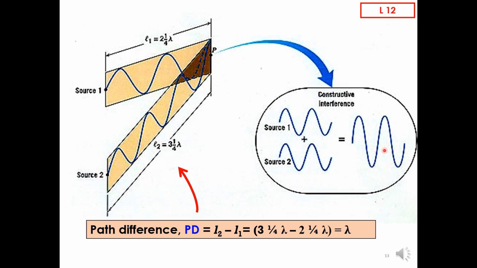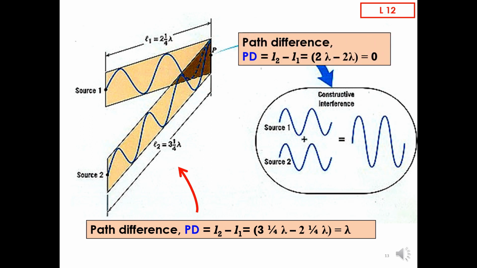Okay, so here we have to show the reinforcement of amplitude. Source 1, okay, plus source 2. So what happened to the amplitude? It becomes bigger. Okay, next.